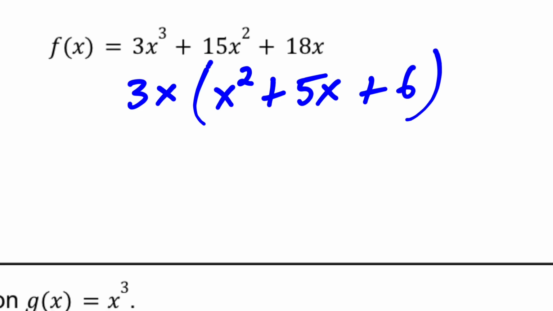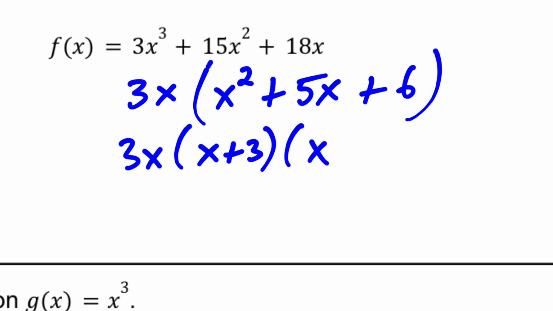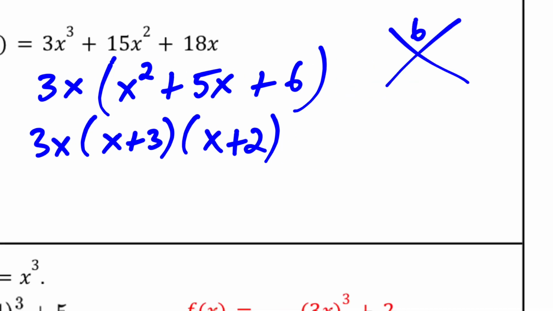Remember, this is like the opposite of distributing. It's called factoring. You look for the greatest common factor and pull things out. I can then take this quadratic and use the x game to factor this, or the x method. If you forget how to do that, it's a 6 and a 5.